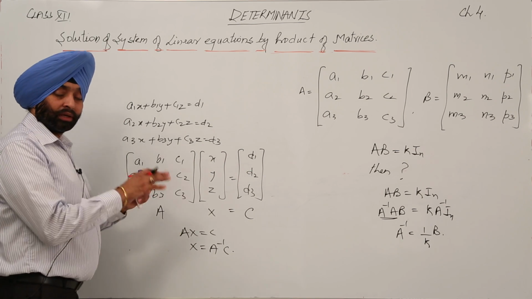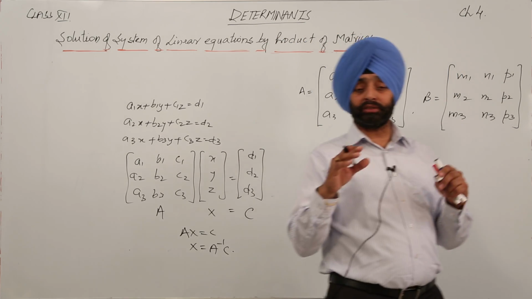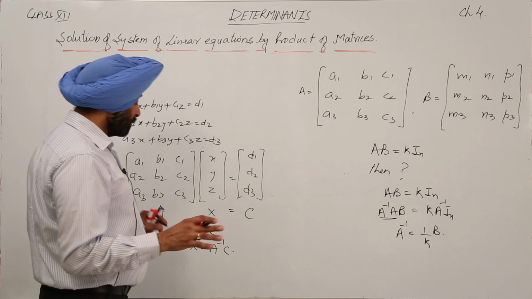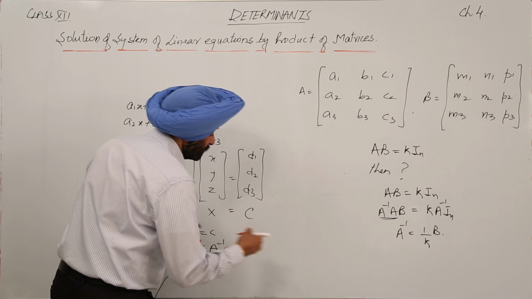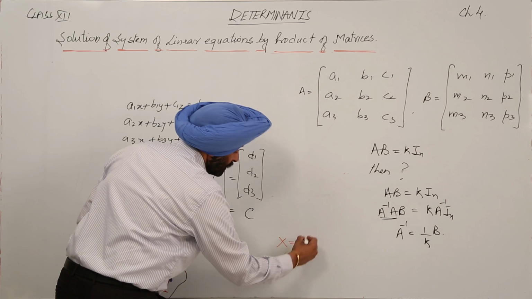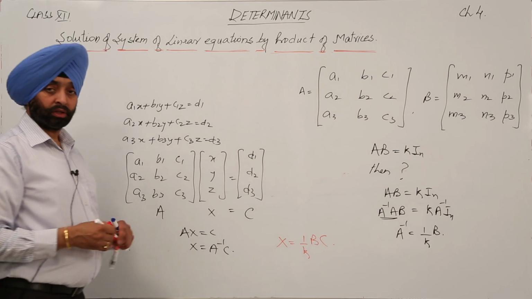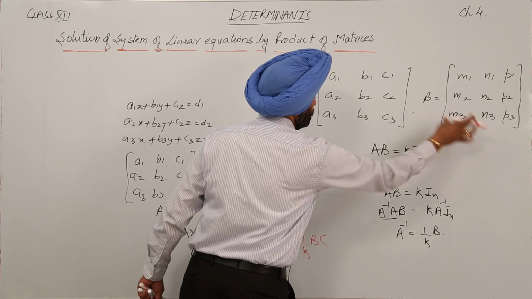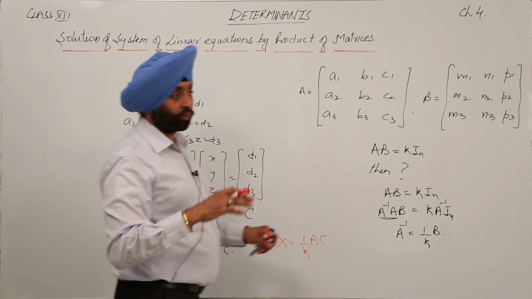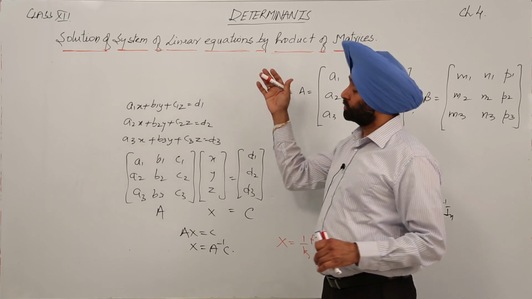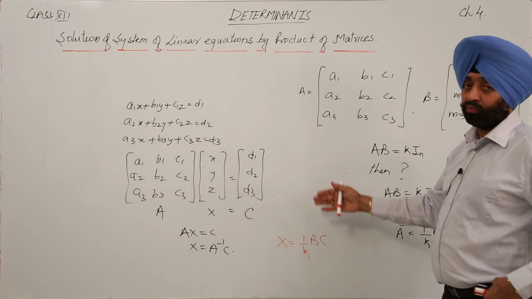Now here we are not going to get any cofactors, any transpose of the cofactors, meaning we don't want any adjoint. So the final answer will be, finally we put X is equal to 1 upon K with B and with this C. What is B? B is this part. What is C? C is D1, D2, D3. Solve it, you will get the answer. If the question says find the solution of the linear equations using the product of two matrices, then we have to follow this one.